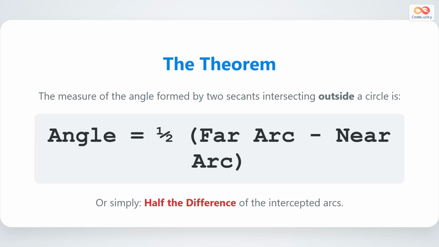Here is the theorem you need to remember. The measure of the angle formed by 2 secants intersecting outside a circle is equal to 1/2 of the positive difference of the intercepted arcs. In simple terms, you subtract the smaller near arc from the larger far arc, and then divide that result by 2.